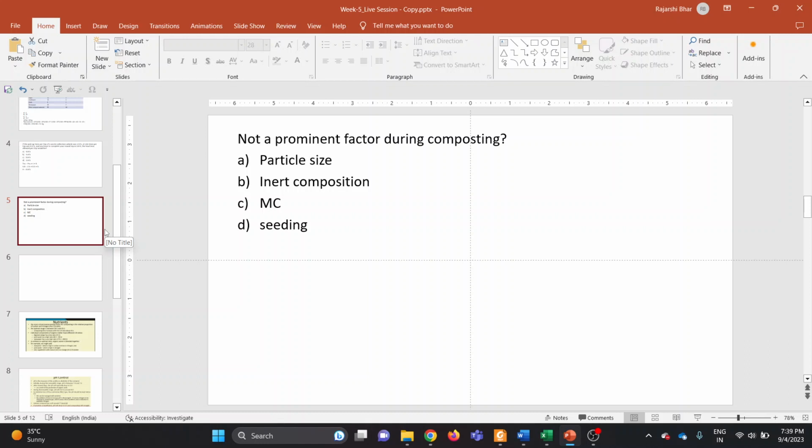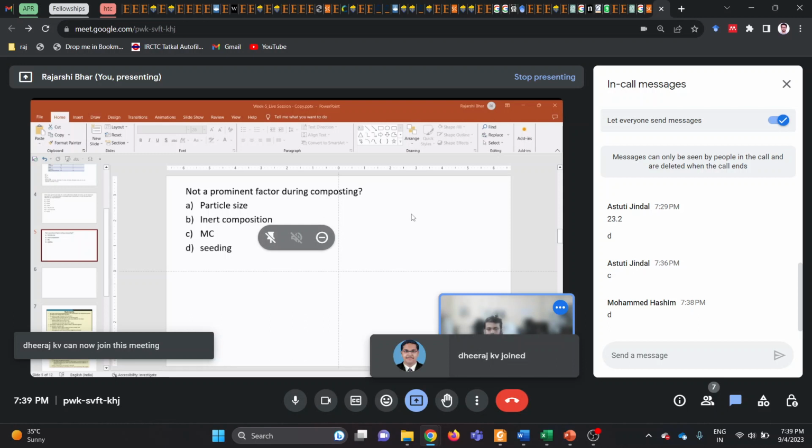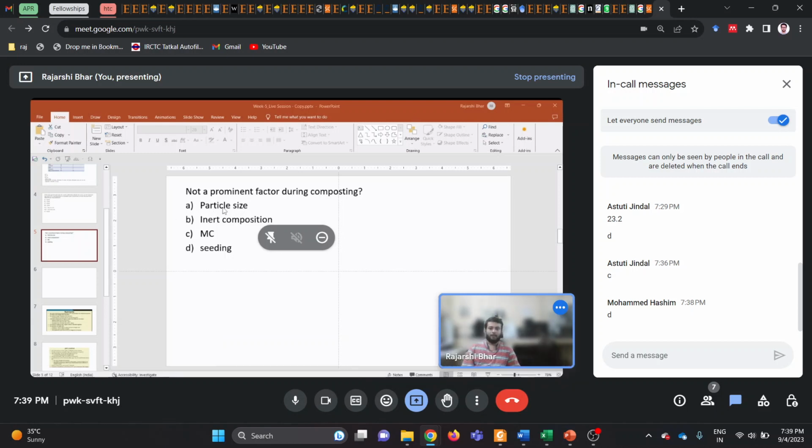So see, during composting, the primary materials which are needed are, first of all, biomass, then moisture content, and then supply of air. These three are the prominent materials. So if you look at this question, the particle size, we know that usually during any chemical reaction, the smaller the particle size, the more the surface area exposed and the better the reaction rate. So that is why particle size is obviously a prominent factor during composting. Then comes the inert composition.